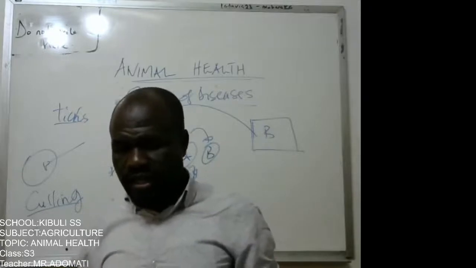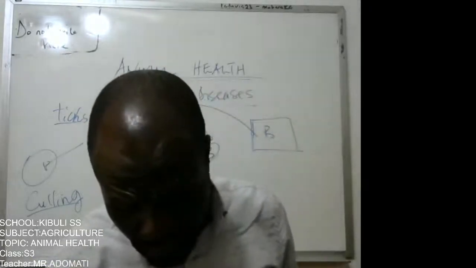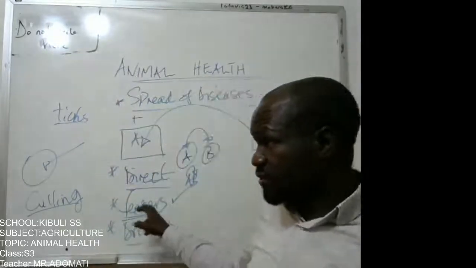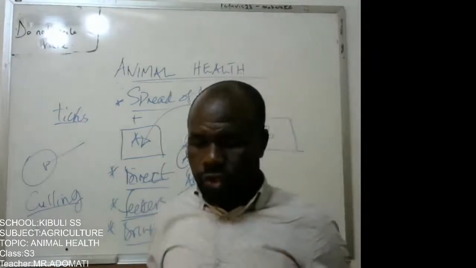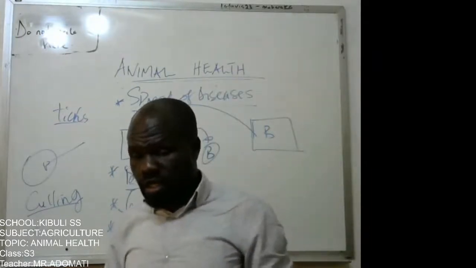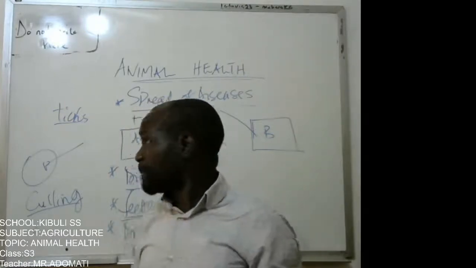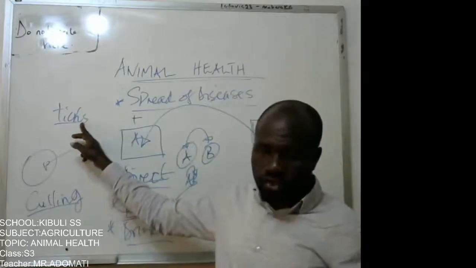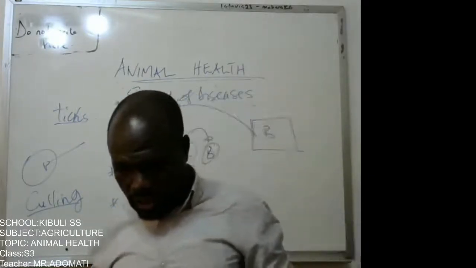Okay? Then it can also be through soil. Remember, some of these pathogens require the soil to complete their life cycles. So diseases can also be spread through the soil. We shall be looking at that when we are looking at the life cycle of things like the ticks. Because ticks, apart from spreading diseases, they also cause other problems. Okay? We shall also be looking at that.